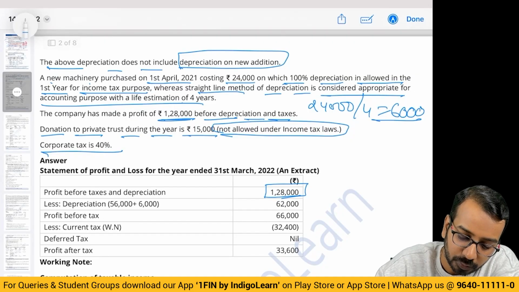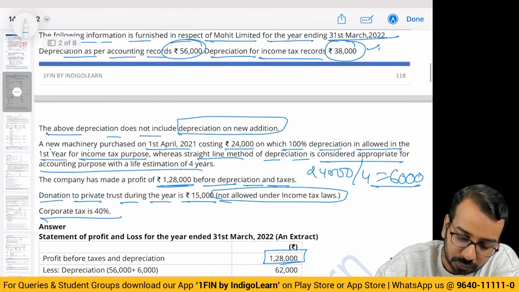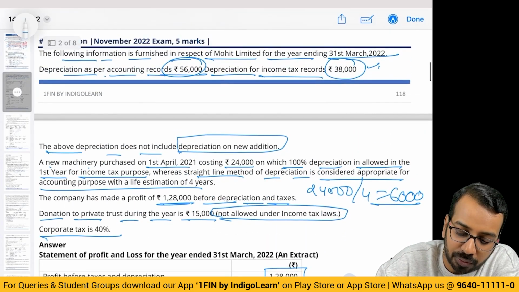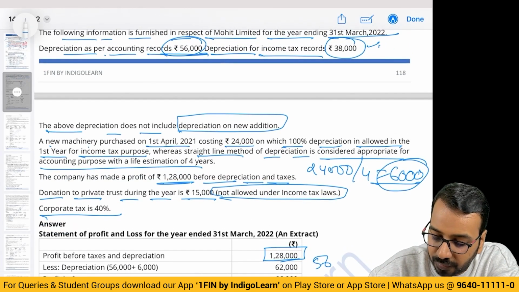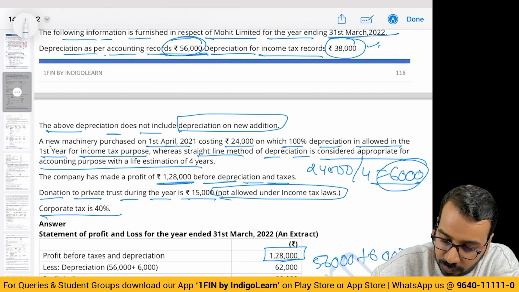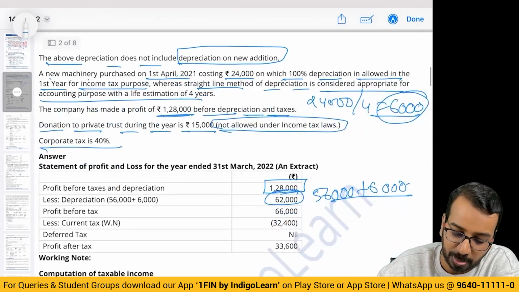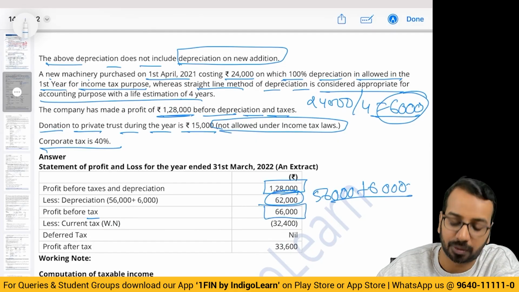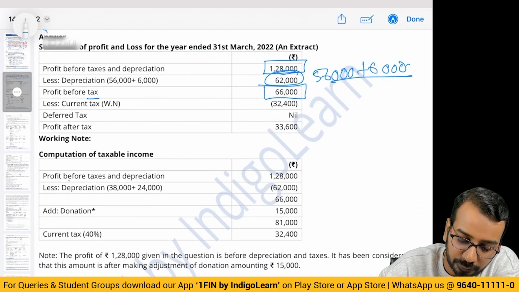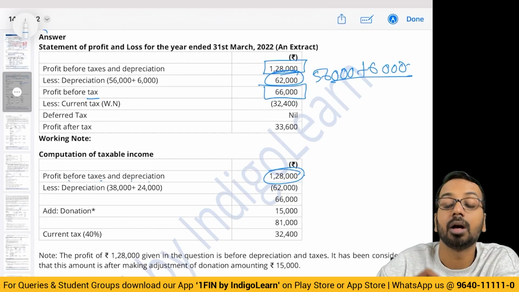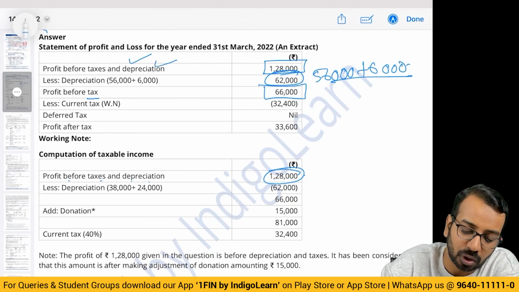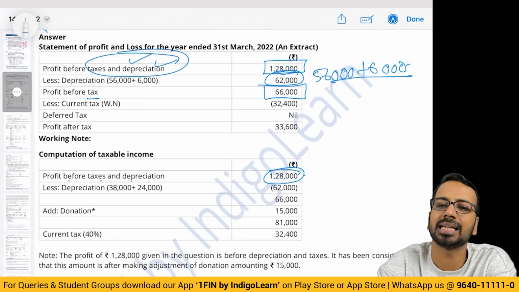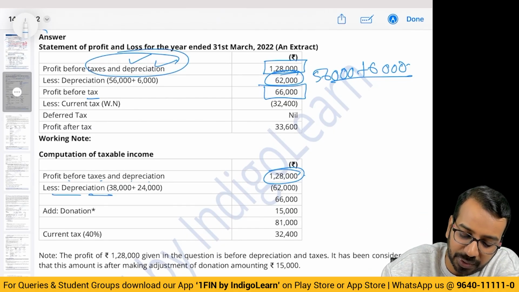Then depreciation as per accounting record is 56,000 plus depreciation on new addition is 6,000. So 56,000 plus 6,000 will make it 62,000, right? Profit before tax 66,000. Now taxable income. Profit before depreciation and tax is 1,28,000, or alternatively what you can do, you can take profit after tax and do the reverse working. But if this number is already available, profit before depreciation and tax, it is advisable to use that. Minus depreciation 38,000 and 24,000, 62,000.